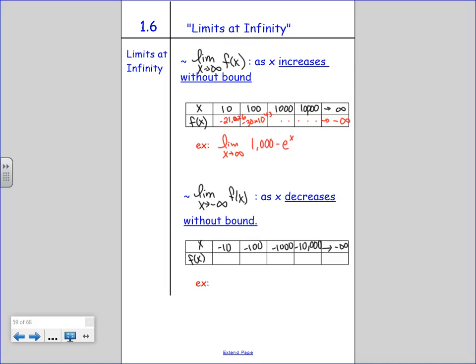Now look at it. Could you have figured that out without using a table? Yes. Because you would have had 1,000, if we were to do fuzzy math, minus, what's e to the infinity? Infinity. Who wins, infinity or 1,000? Infinity. Infinity wins, because he can keep on expanding, 1,000 is stuck, and infinity can get past 1,000 pretty quickly. So therefore we could say negative infinity, just by thinking about it algebraically.